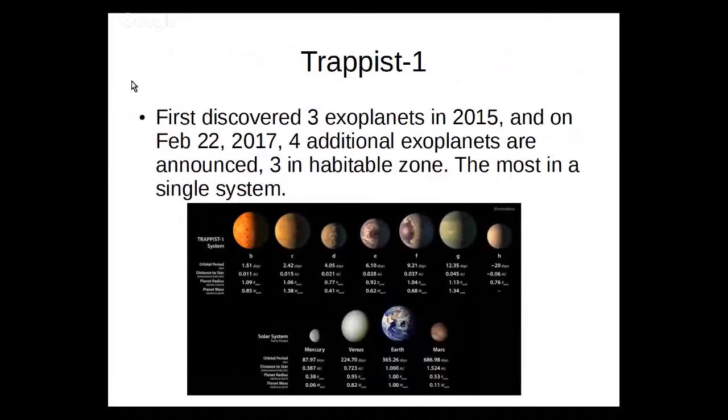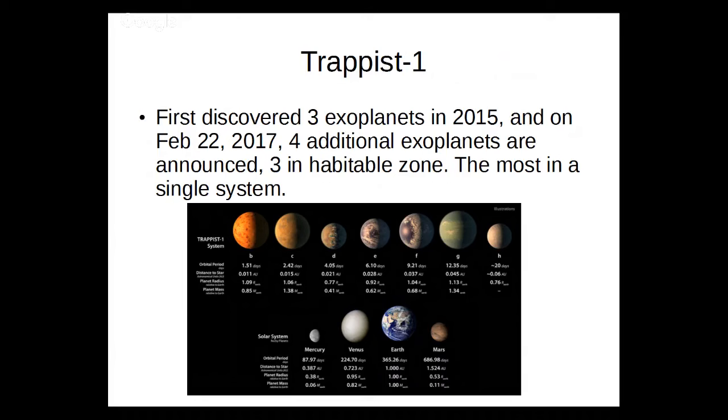So something new since the presentation that I gave last fall is the TRAPPIST-1 system has obtained a little bit more data. It was discovered in 2015 that there were 3 exoplanets in TRAPPIST-1. And then in February, about 1 month ago, 4 additional exoplanets were announced in the system, 3 of which were in the habitable zone. The reason this became big news, not because of the 3 in the habitable zone, although that did up our number that we know in the habitable zone, but it was the most planets, a total of 7, that we saw in a single system that we were able to detect.